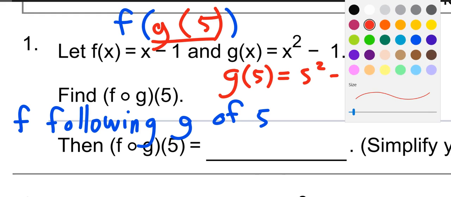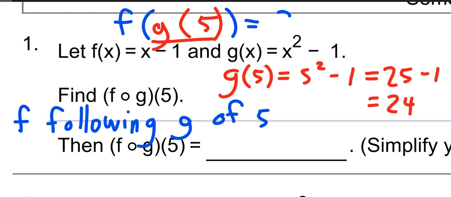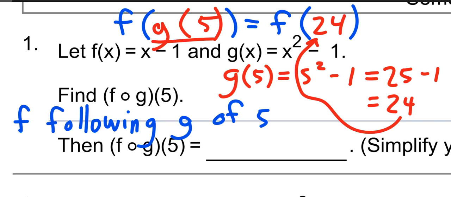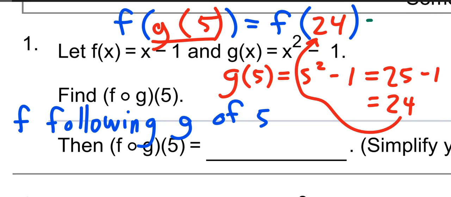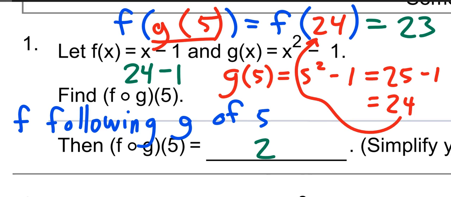So we are going to rewrite our question, F of 24. In other words, what we did was we took this value and we put it in there. So F of G of 5 is the same thing as F of 24. So we truthfully need to just do 24 minus 1. And 24 minus 1 is 23. So the final answer to our question is 23.